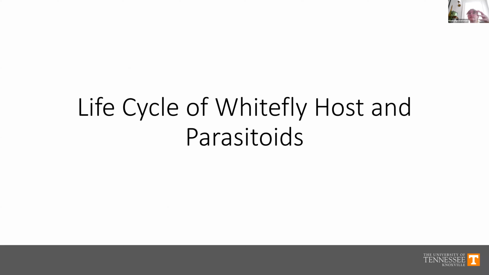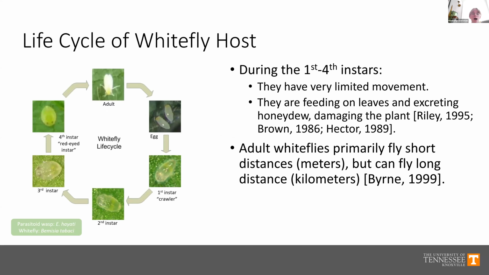So if we want to model this, the first thing we need to think about is the life cycle of both the whitefly and the parasitoids. So let's start out with the whitefly here. We have adults laying eggs, and then those eggs develop into this first instar, also sometimes called crawlers, because they have little legs that allow them to move a little bit. And when I say move a little bit, it's normally a different part of the same leaf where they were laid. So really not much movement at all.